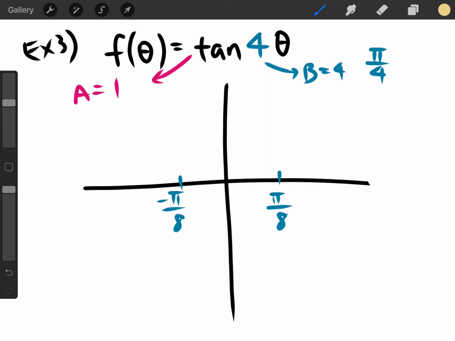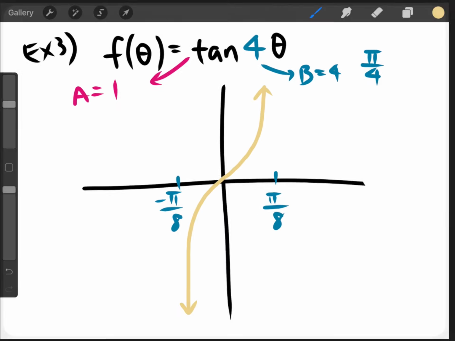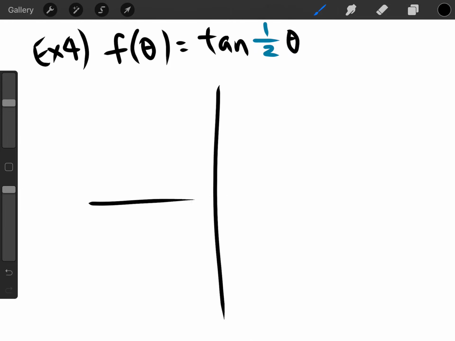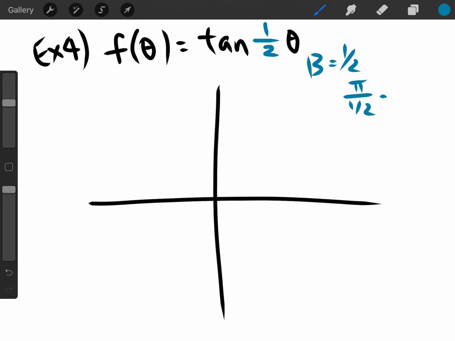So this one is going to have no steepness change. You're just going to draw the curve in quadrants 1 and 3 like that. Okay, let's draw the XY axis. And you know that B is the one that's changing. B is 1/2. So pi over 1/2 this time is going to be 2 pi. So my period is going to expand to 2 pi, and half of it is going to be pi. The other half is going to be negative pi. That sums to 2 pi, right?